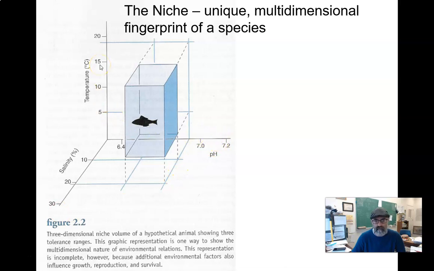Out in Lake Mullinex, it may be the temperature of the water. It may be how close to aquatic vegetation they live. It could be whether they eat insects or they eat other fish. It could be the depth in the water column that they utilize. All these different dimensions define where the species fits into its environment.